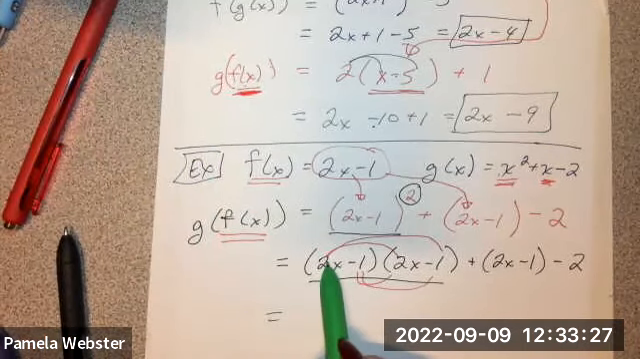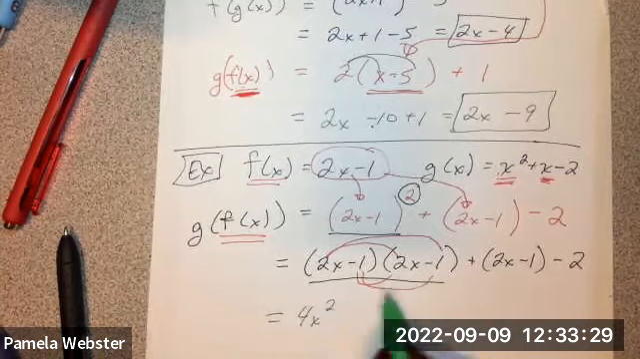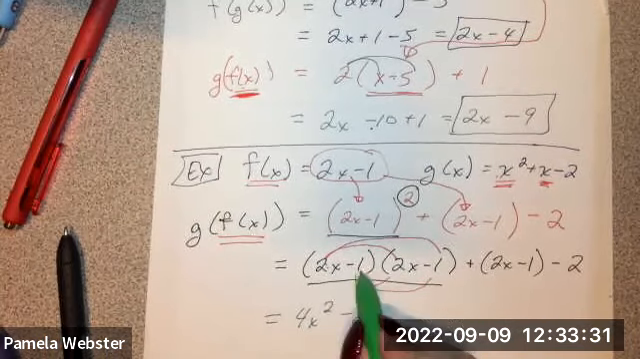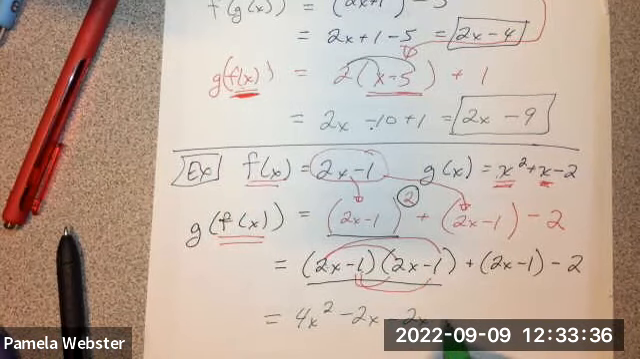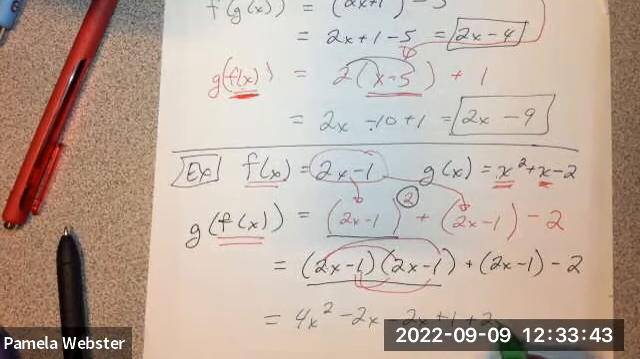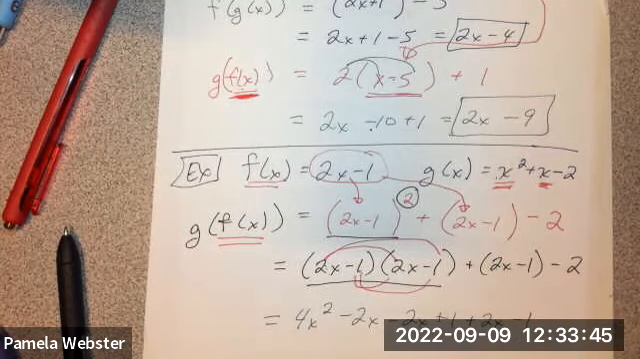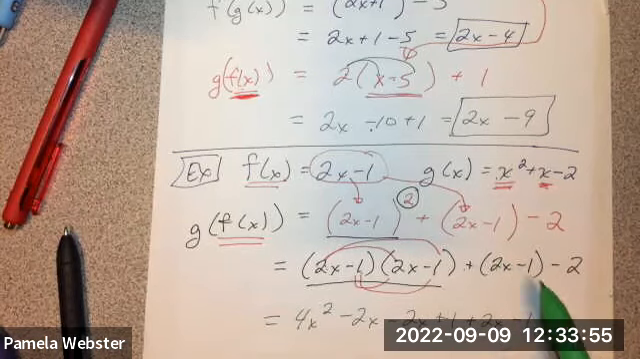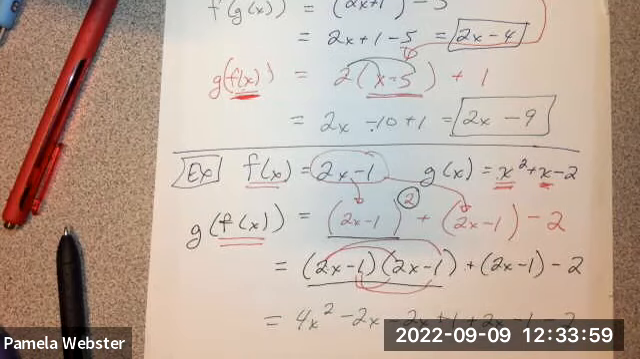And when I FOIL that, 2x times 2x is 4x squared. Minus 2x minus 2x. Negative 1 times negative 1 is plus 1. And then here, this is just a positive on the outside, so I can just pull this stuff down. I don't have to distribute anything in that second set of parentheses. If that original function had been minus x here, then I'd have to distribute that negative through, right? But I don't have to, so I'm not going to.